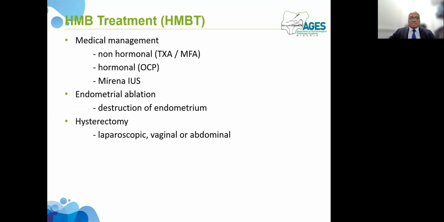In the management of heavy menstrual bleeding, options would include medical management using non-hormonal medication like tranexamic acid, or hormonal options using the oral contraceptive pill or Mirena intrauterine system. Endometrial ablation involves destruction of the endometrial lining. And lastly, hysterectomy, which is performed via minimal access routes, either vaginally or laparoscopically.